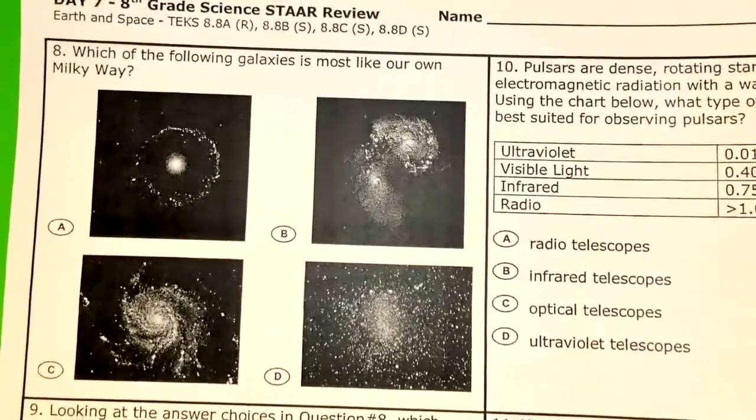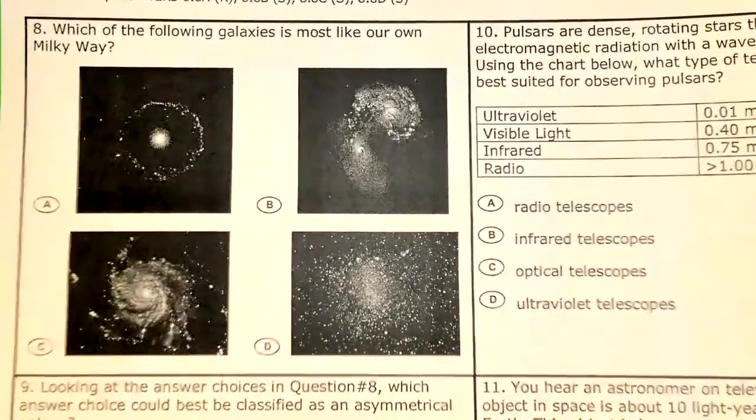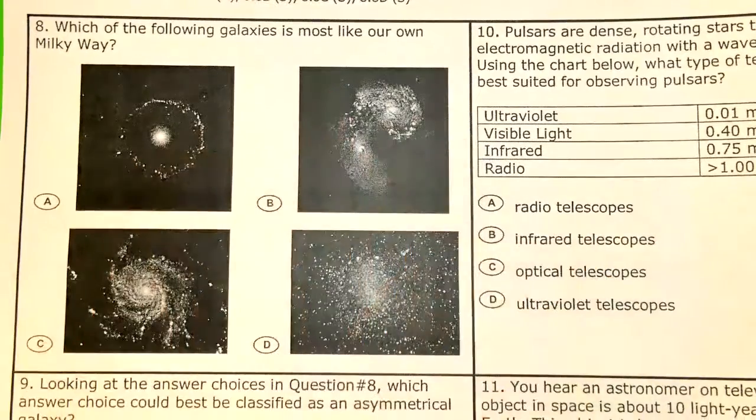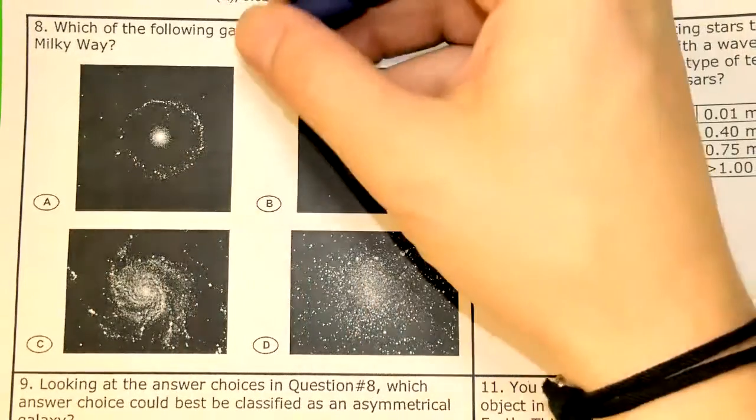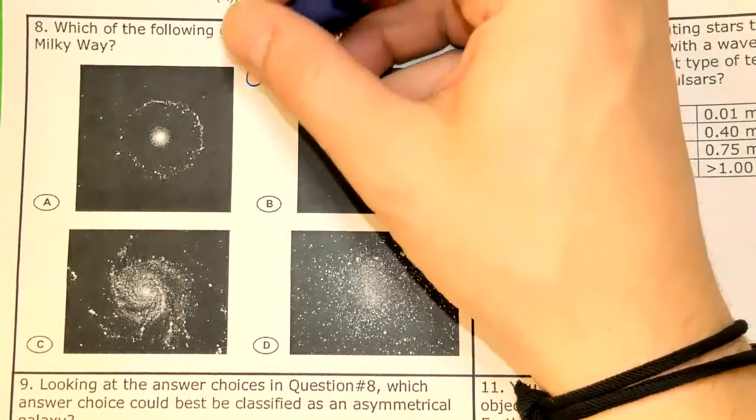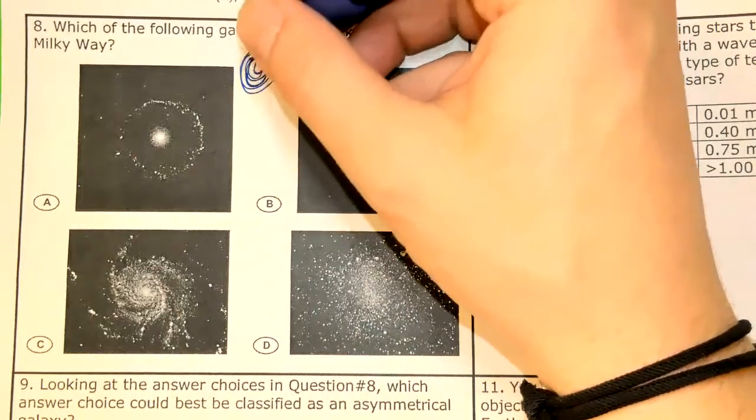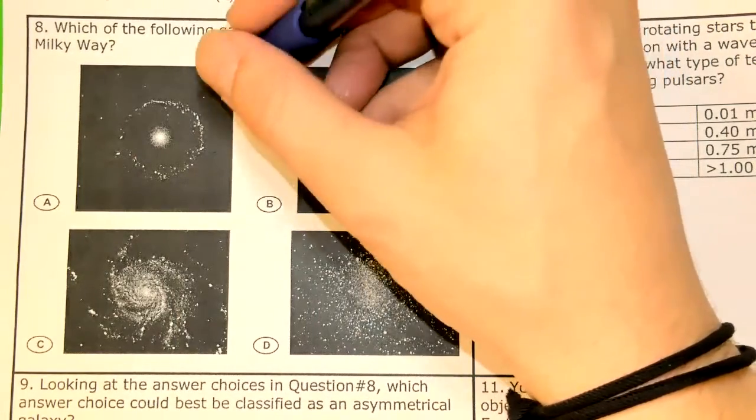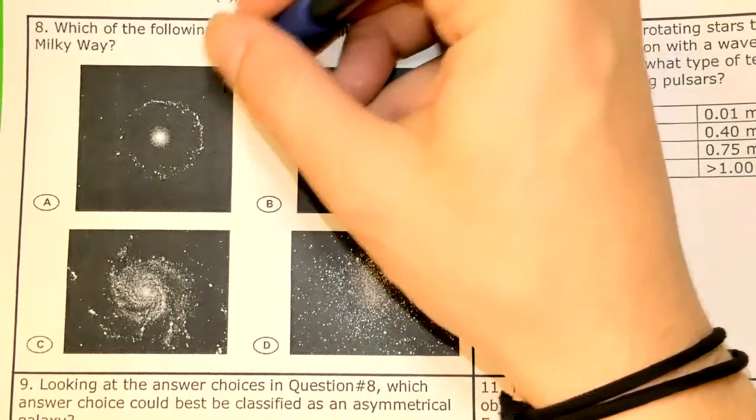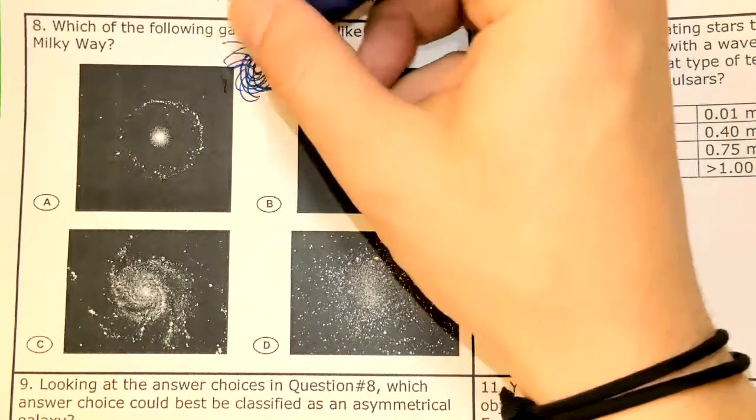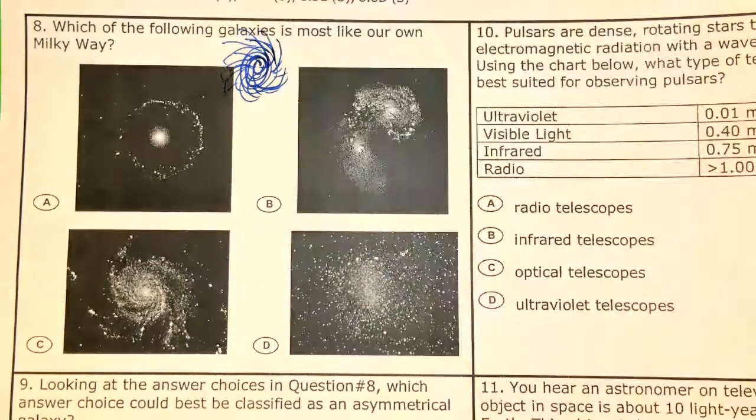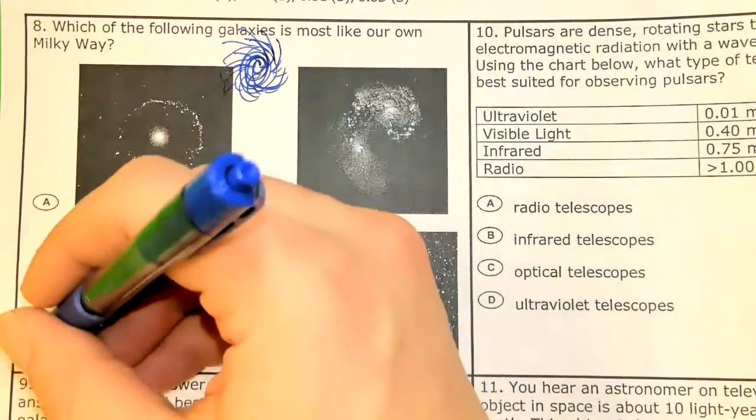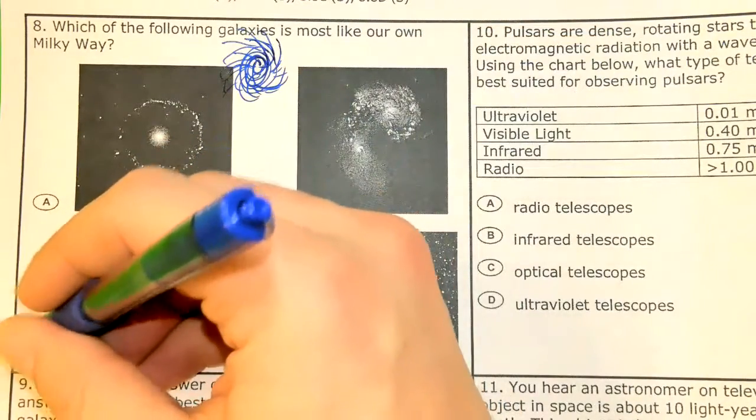All right, moving on to number 8. Which of the following galaxies is most like our own Milky Way galaxy? Well, you remember that our Milky Way galaxy is a spiral galaxy, right? If you do this with your pen and make a spiral galaxy, it's kind of like a fidget spinner. That's gravity spinning it around, twirling it around. So you can see a spiral galaxy, just like our C answer choice.